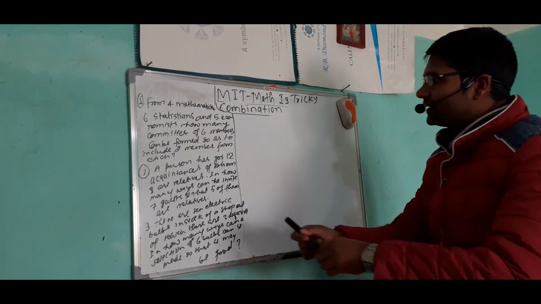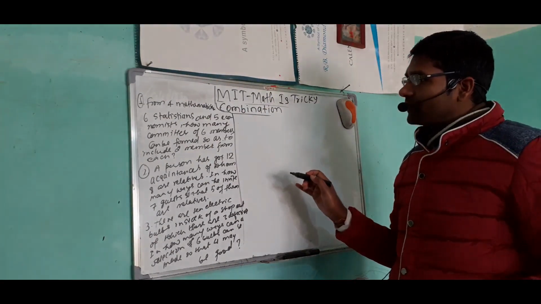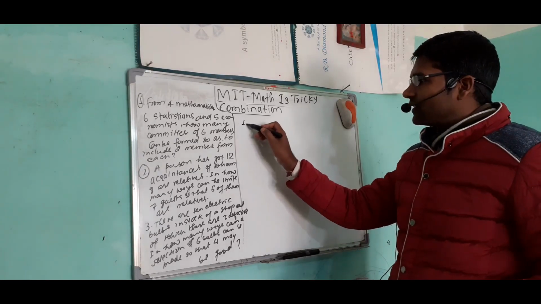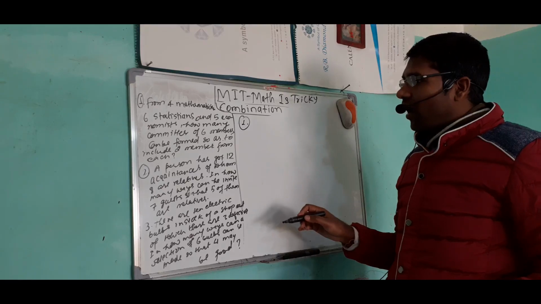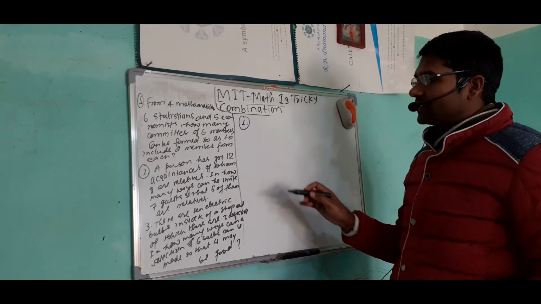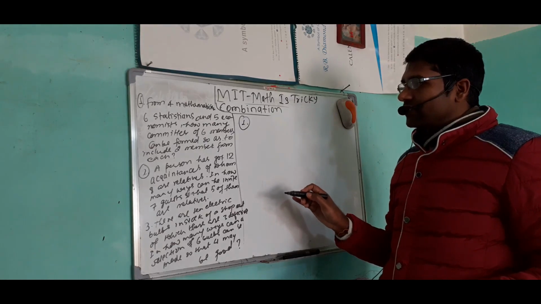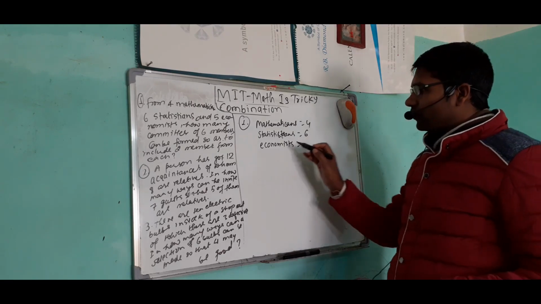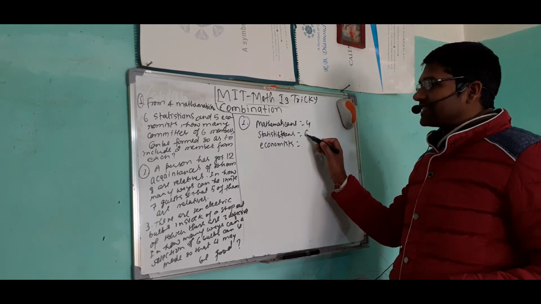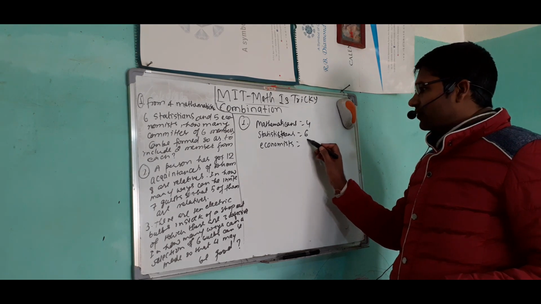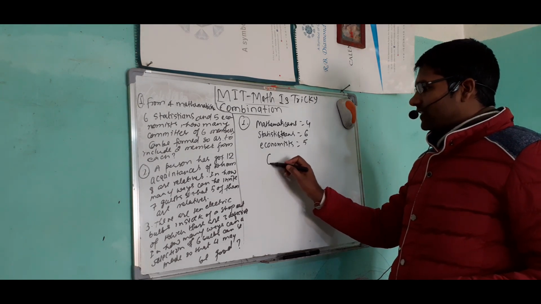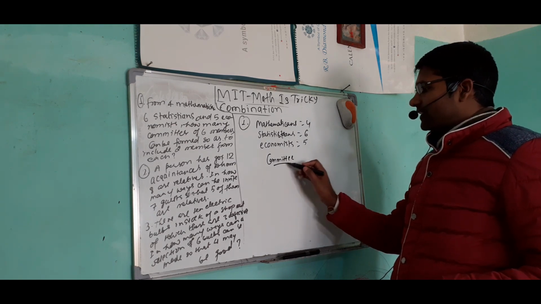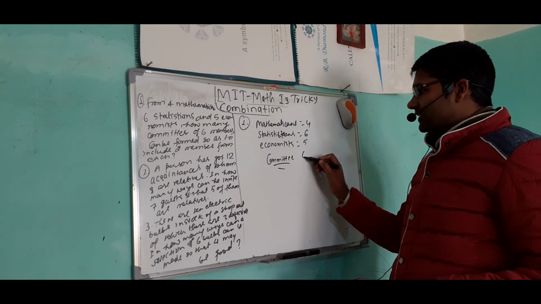The first problem is here. From 4 mathematicians, 6 statisticians and 5 economists, how many committees of 6 members can be formed so as to include 2 members from each? The number of mathematicians is 4, the number of statisticians is 6, and the number of economists is 5. Now we have to make a committee containing 6 members.